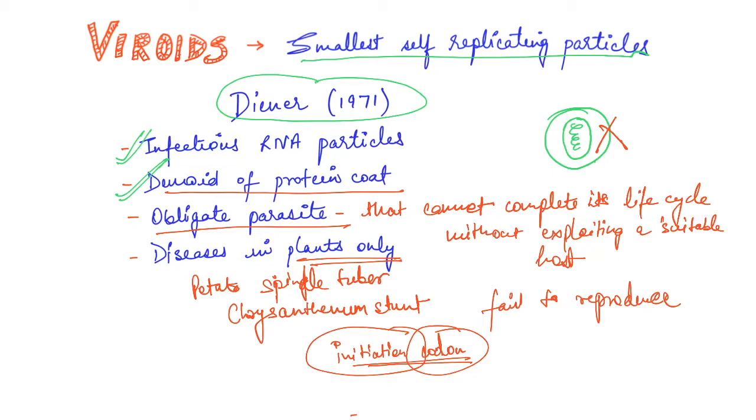What they do is they can multiply by both RNA and DNA dependent replication. So they always need a host. If they don't get a host, they fail to reproduce. So these are viroids. There's another term very famous like viroids, which is prions.